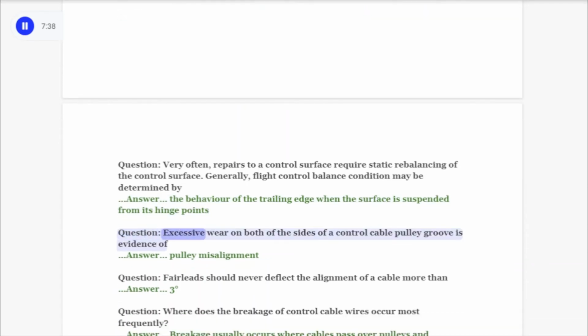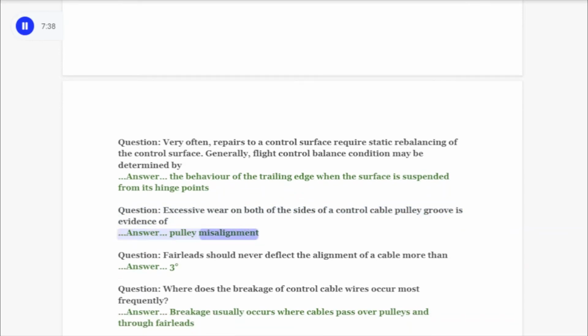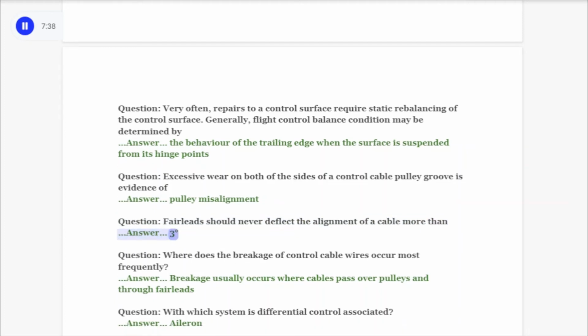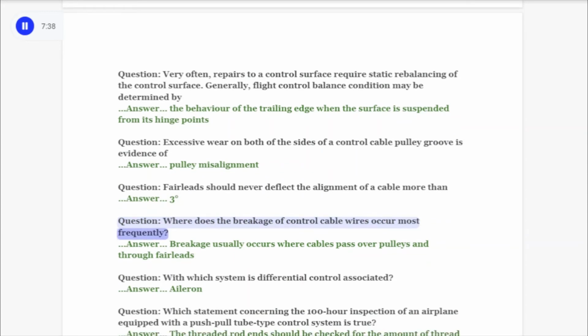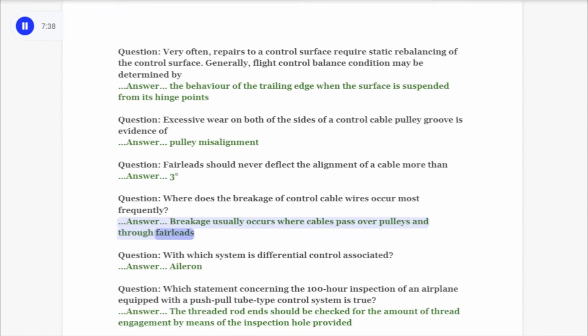Question: excessive wear on both of the sides of a control cable pulley groove is evidence of. Answer: pulley misalignment. Question: fair leads should never deflect the alignment of a cable more than. Answer: 3 degrees. Question: where does the breakage of control cable wires occur most frequently? Answer: breakage usually occurs where cables pass over pulleys and through fair leads.